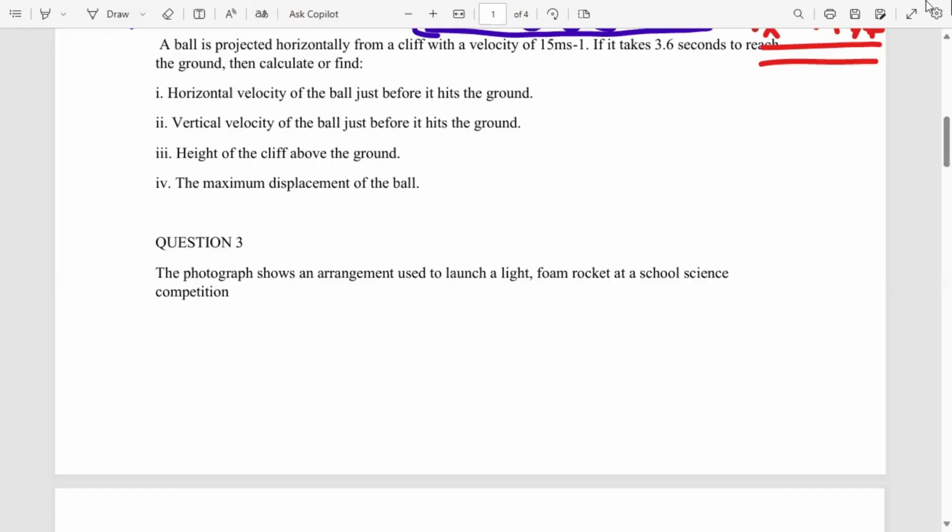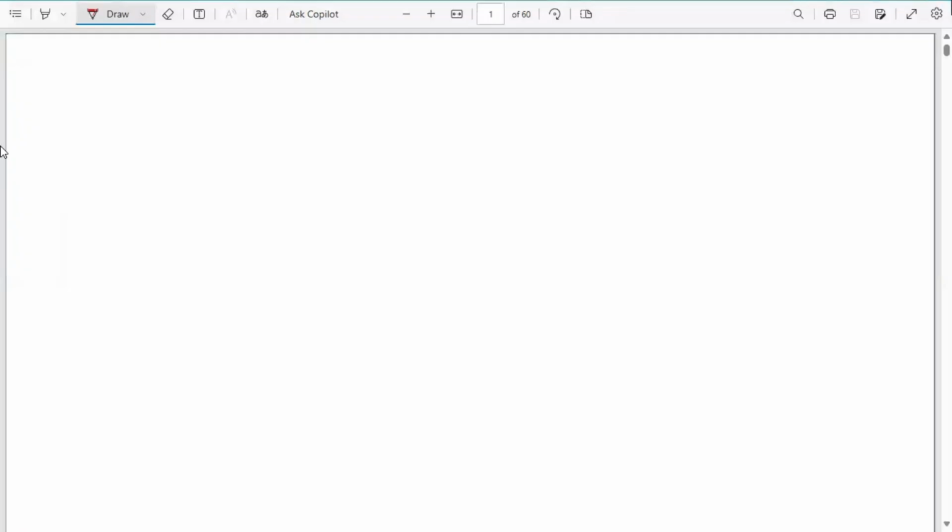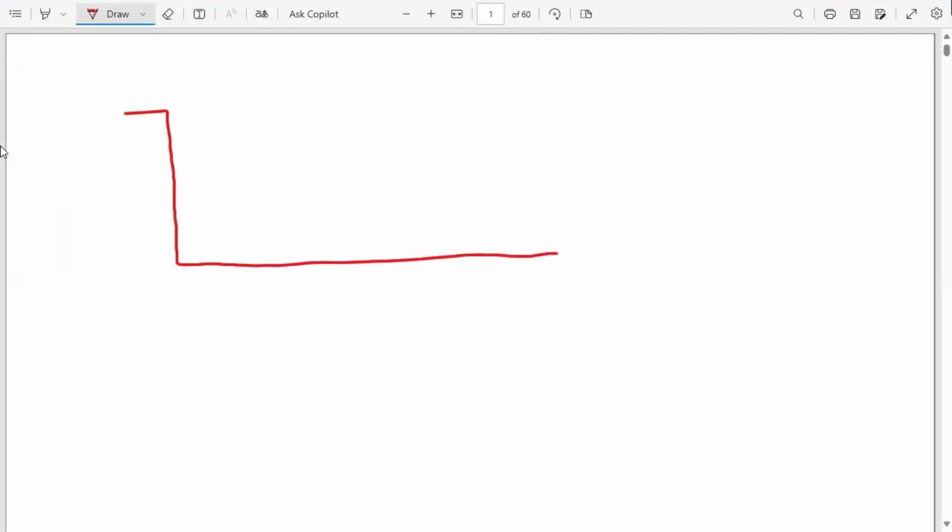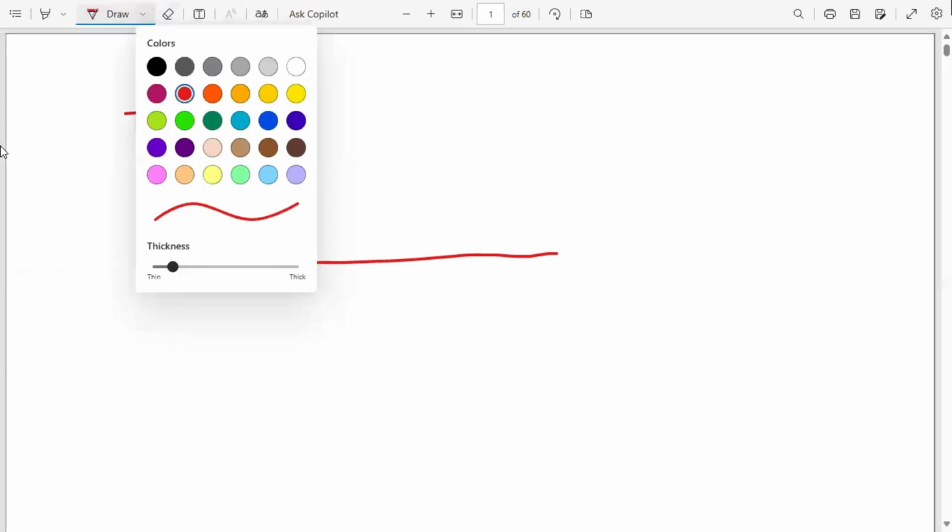So they've said the initial motion is in the horizontal axis because they've said a ball is projected horizontally. So if I want to draw my free body diagram, I'm going to say I have a cliff there, and that's the level ground. The ball is projected horizontally. Let me draw the trajectory of the ball.